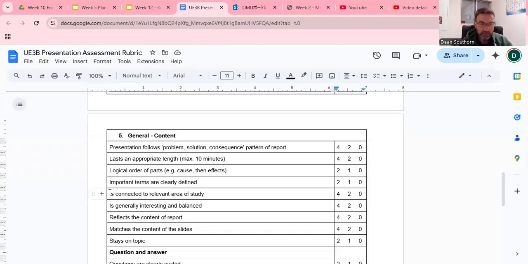It is connected to a relevant area of study. Most of the titles did this, one or two didn't. So if it's not, you will score low here.